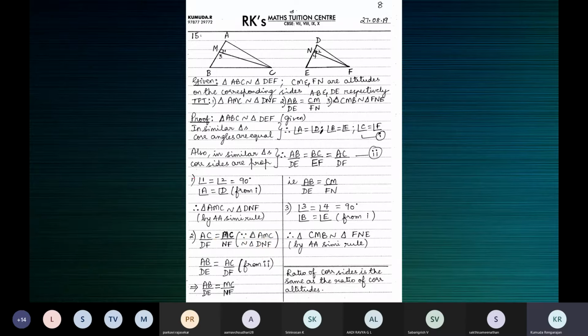So now that triangle AMC is similar to triangle DNF.